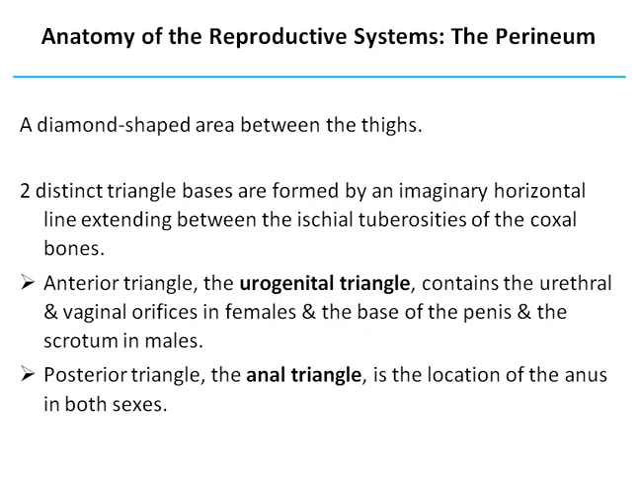It's a region formed of two triangles. The borders of these are formed by bones and structures of the pelvic girdle. For example, this region is bordered by the pubic symphysis anteriorly, ischial tuberosities laterally, and the coccyx posteriorly. Two distinct triangles are formed in this region. Firstly, a urogenital triangle that contains the urethral and vaginal orifices in females and the base of the penis and the scrotum in males. The posterior triangle in both sexes is referred to as the anal triangle and is the location of the anus.